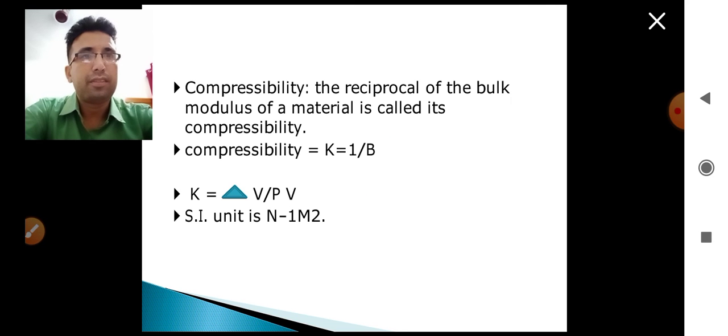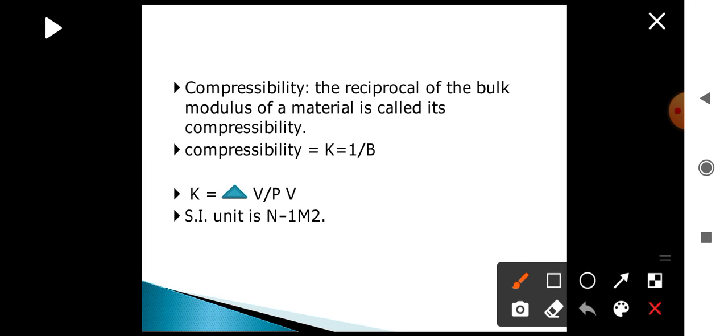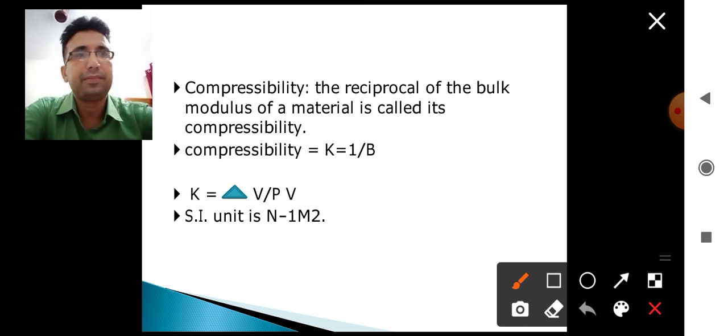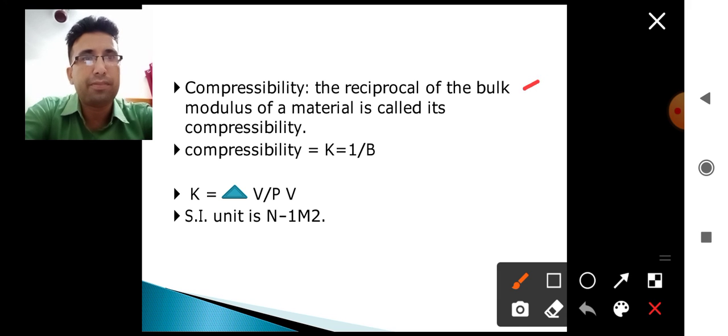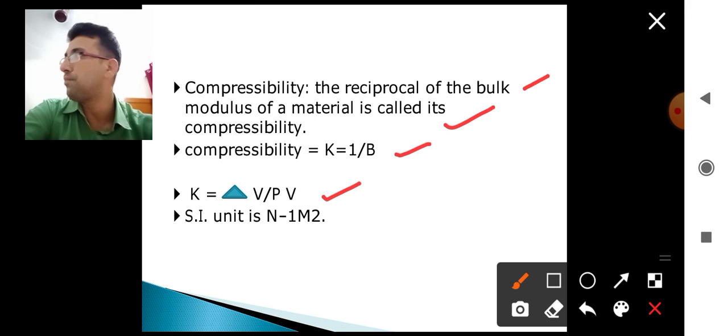Now, one more important parameter here is compressibility. It is simply the reciprocal of the bulk modulus of the material. It is known as the compressibility. It will be equal to 1 by bulk modulus, so it will be equal to delta V upon P V. This is known as the compressibility of the material.